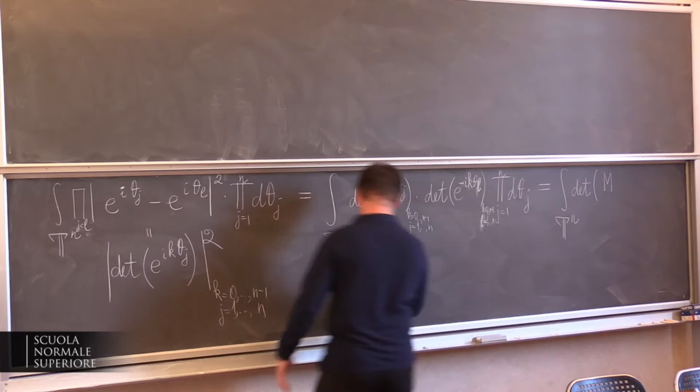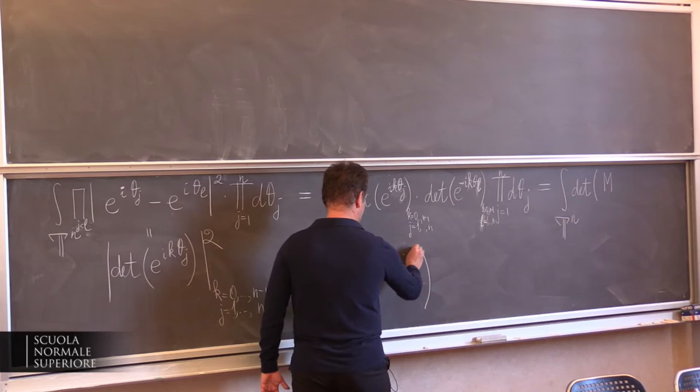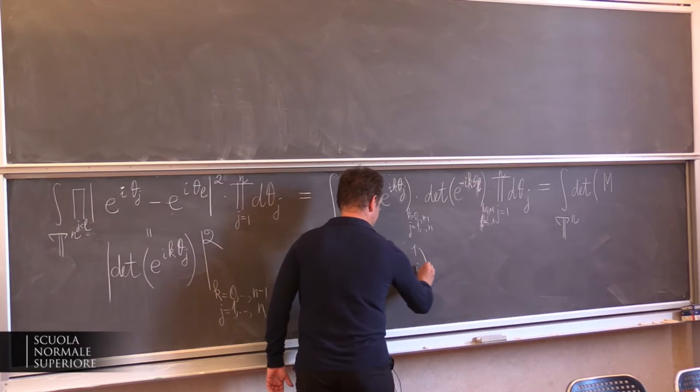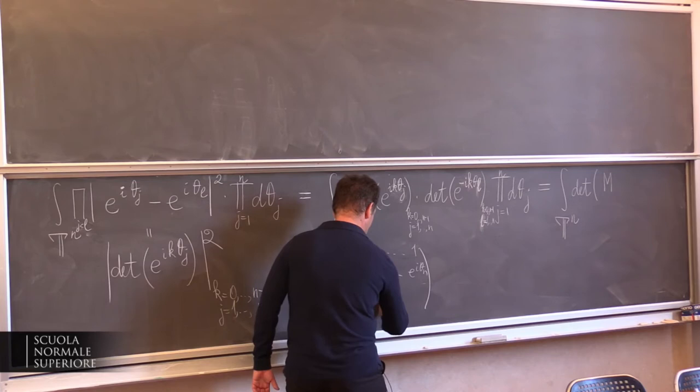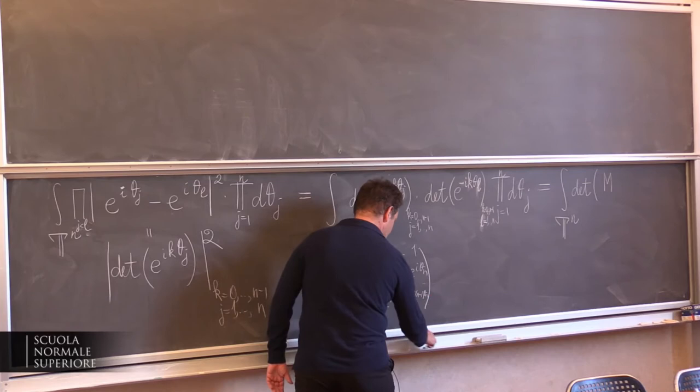Let me write this in greater detail. It will become much clearer, because otherwise I think I'm confusing people in a situation where there is no confusion. e to the i theta 1, e to the i theta n, and so on, e to the i (n minus 1) theta 1, e to the i (n minus 1) theta n. And now I want to multiply the same by the conjugate matrix.